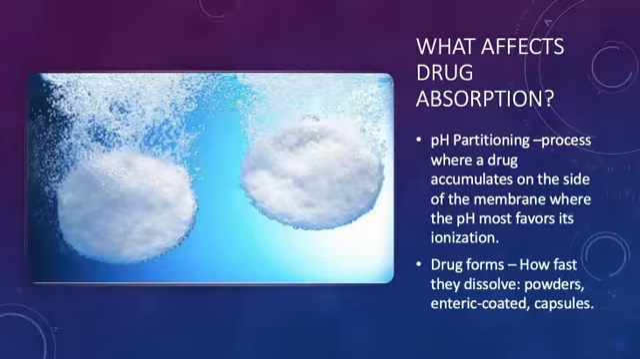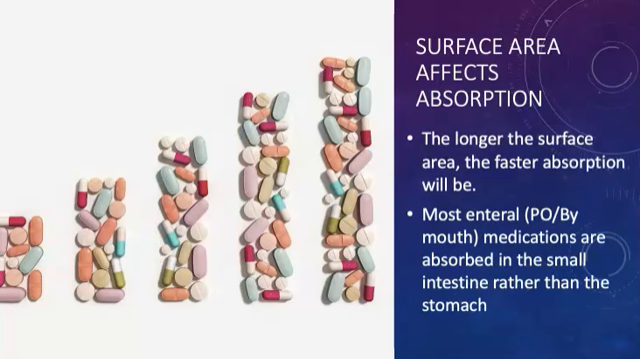Okay, so let's think about some of the drug components that could potentially affect drug absorption. For example, if you take some of those powdered headache pills, those headache powders, they'll be absorbed much more quickly because they have no outer coating. But if you take enteric-coated tablets or capsules, they're going to have a decreased degree of absorption. So surface area is really important.